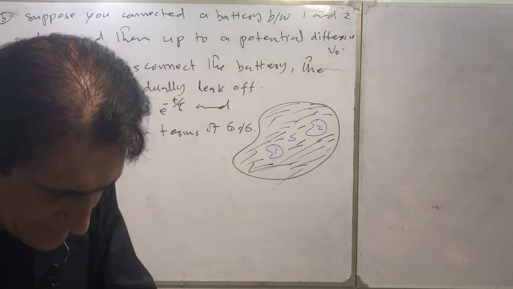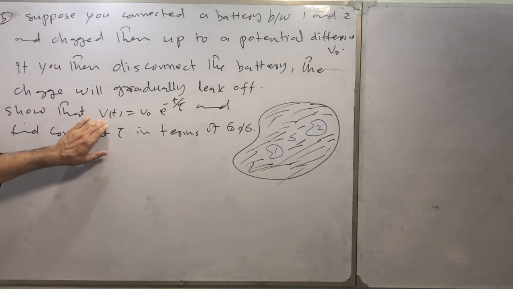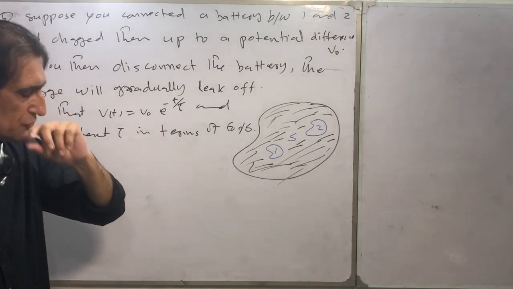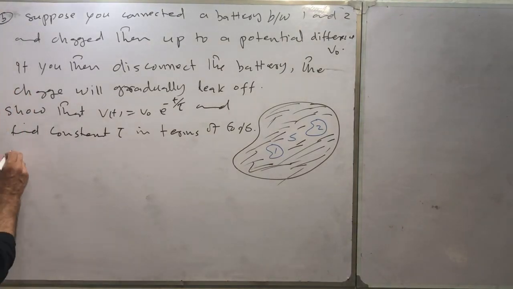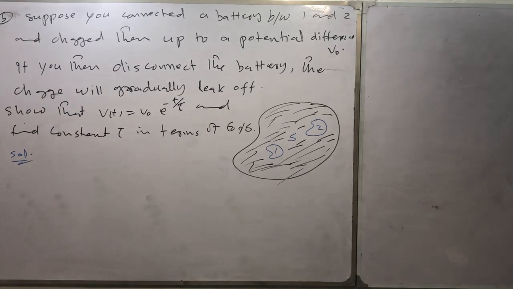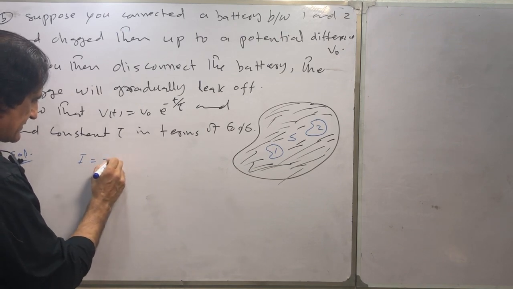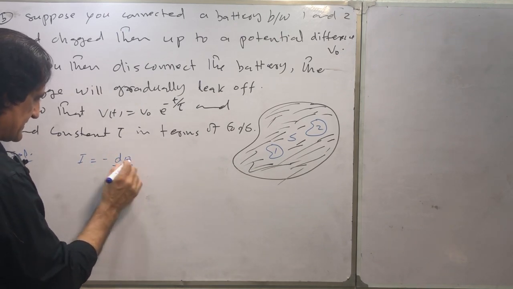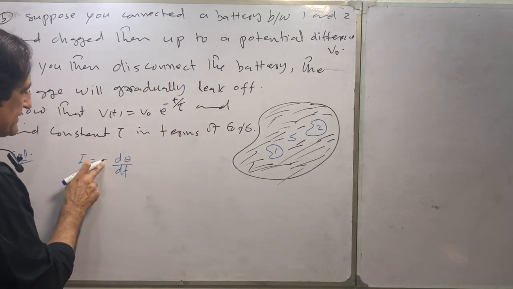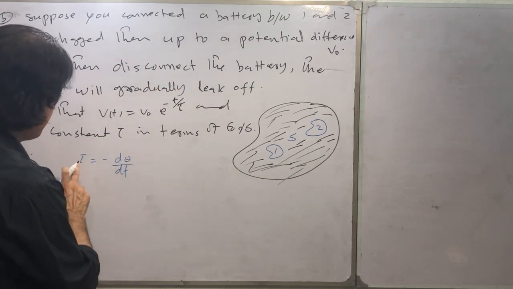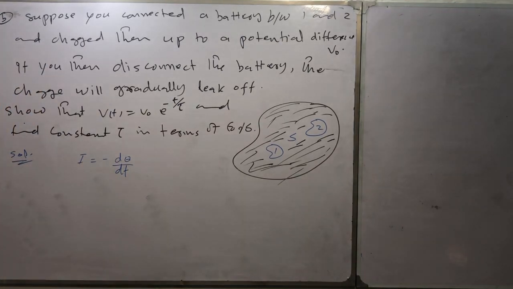The question is, we need to find this expression for V of t. How do we start? The main point is how we can start this equation. We know about the current, because this current decreases as the charge leaks off, so we have a minus sign: I is equal to minus dQ divided by dt.